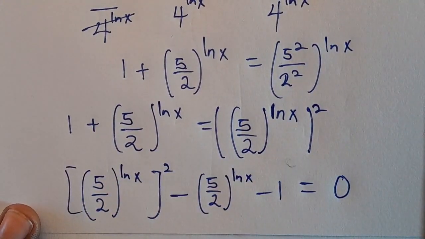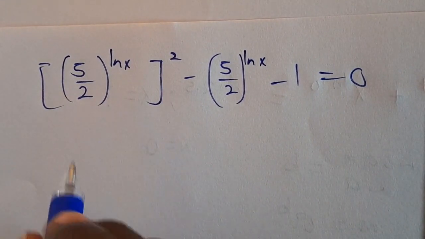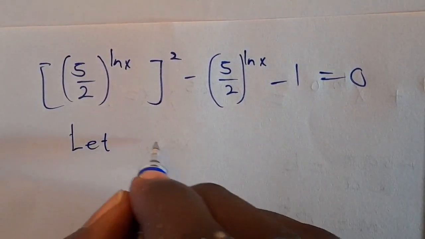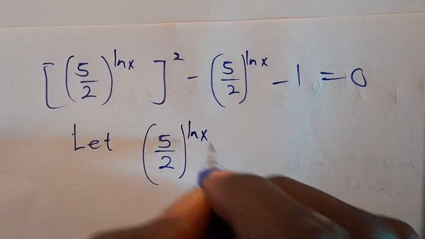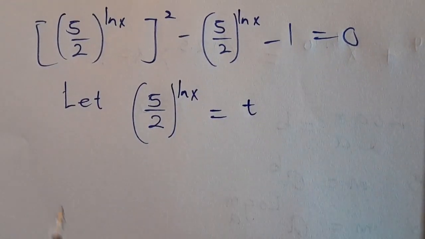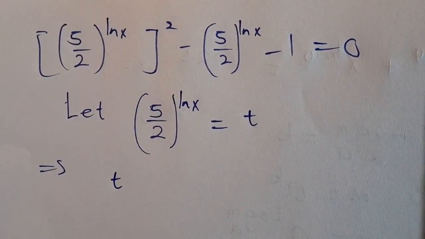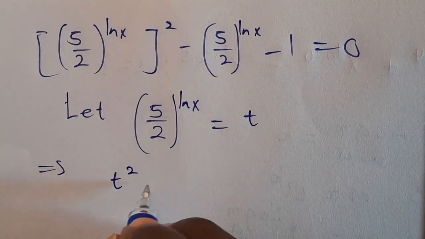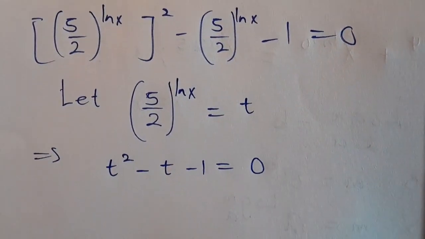Now, this is what we have. We can say let 5 divided by 2 all to the power of ln x equals t. So from here, this implies that we have t squared minus t minus 1 equals 0.